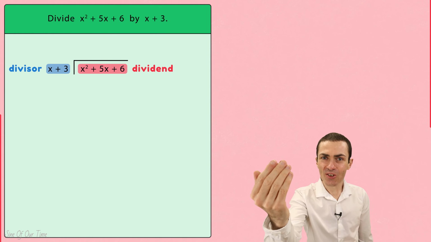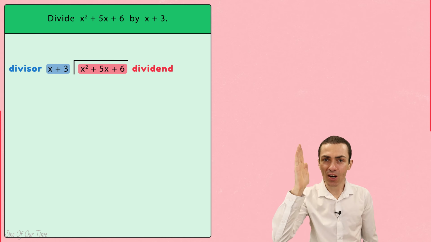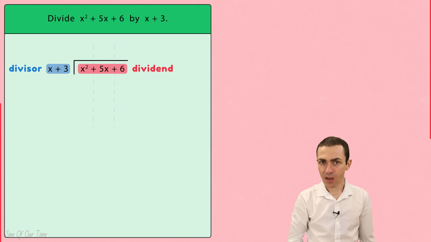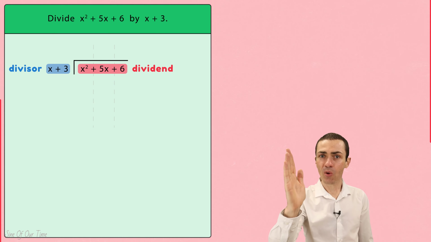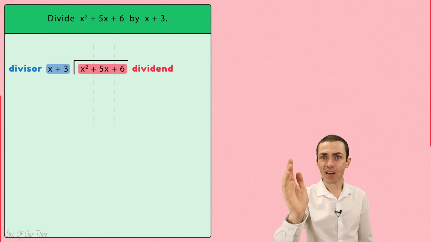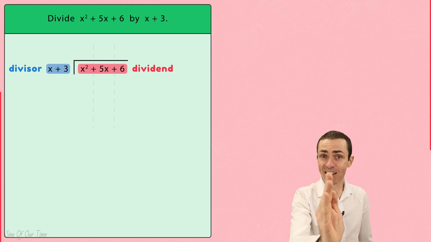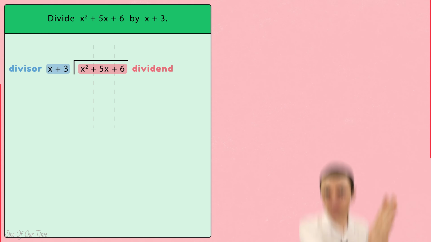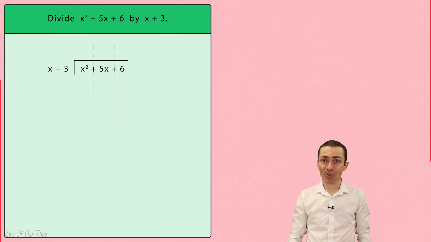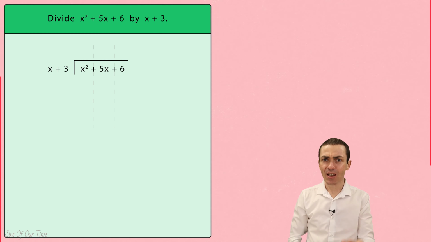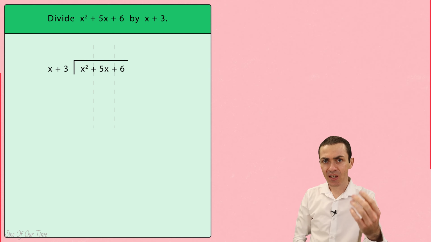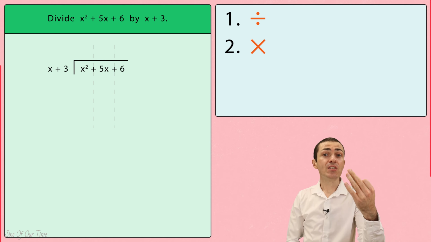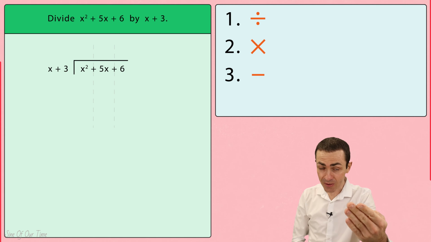For the rest of the calculation, we need to imagine that there are virtual columns that separate the unlike terms. We need to ensure that the first column always contains x squareds, the second column always contains x's, and the third column always contains constants. Polynomial long division can be performed by following a very easy 4-step process. These steps include divide, multiply, subtract, and bring down.